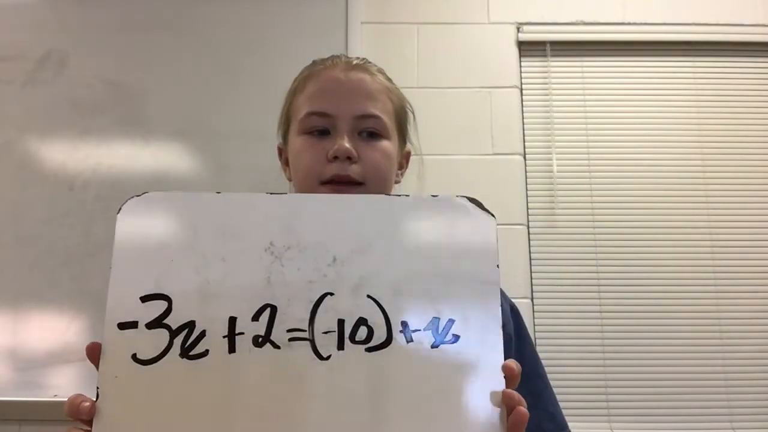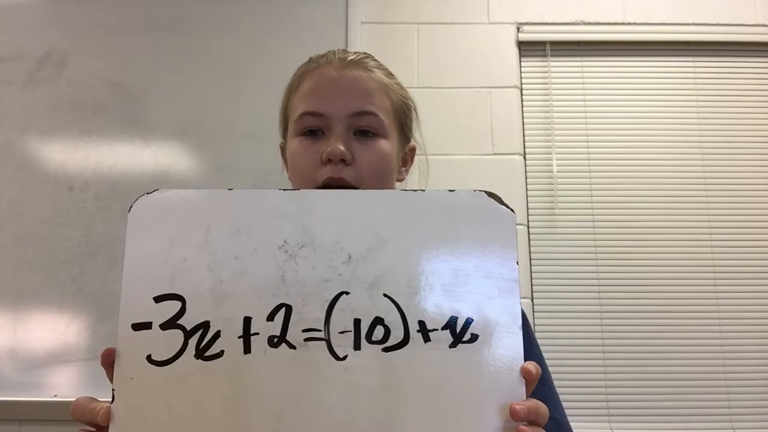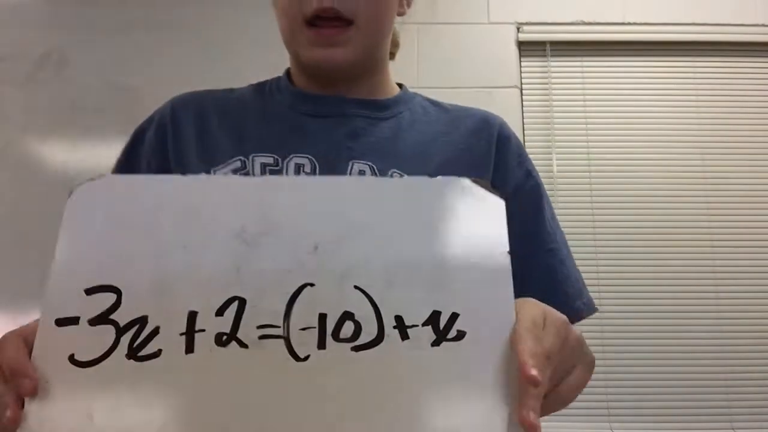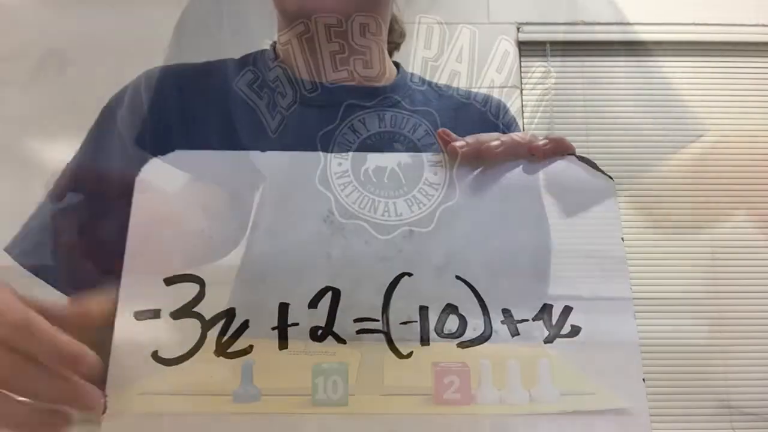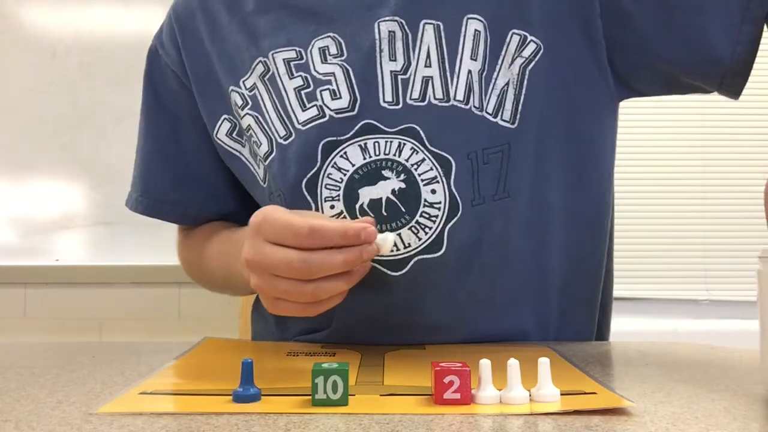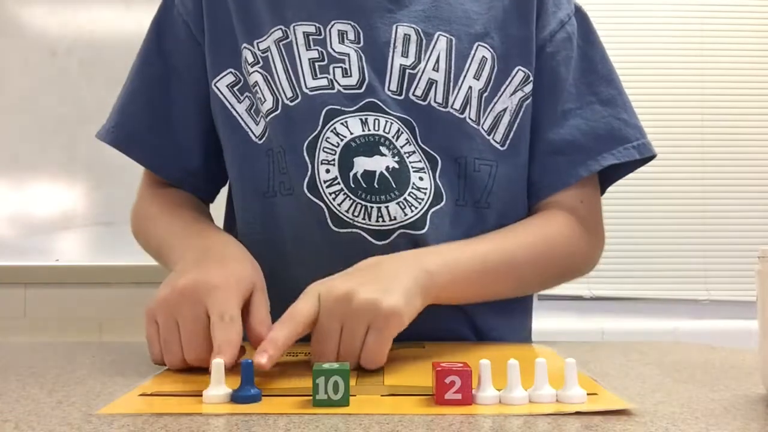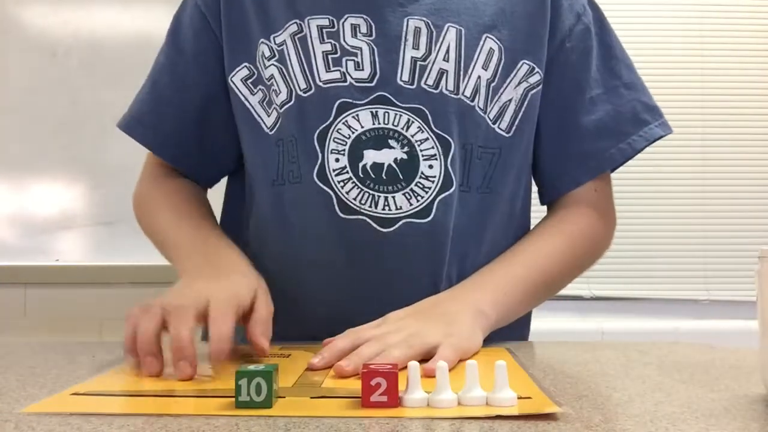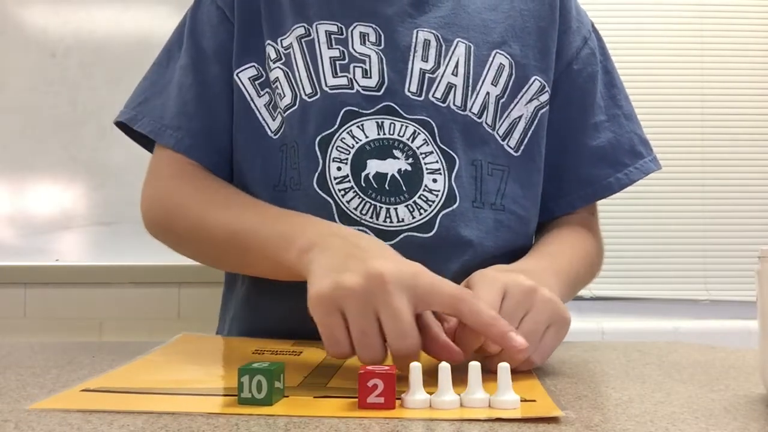Our next problem is the opposite of 3x plus 2 equals the opposite of 10 plus x. And this can also be read as negative 10 because it is a constant, not a variable. The first thing we're going to do is add one white pawn to each side of the scale. So one white pawn, and then we're going to take away the pair of 0 and put that away on the side. Then we have 10 equals 2 plus 4x.